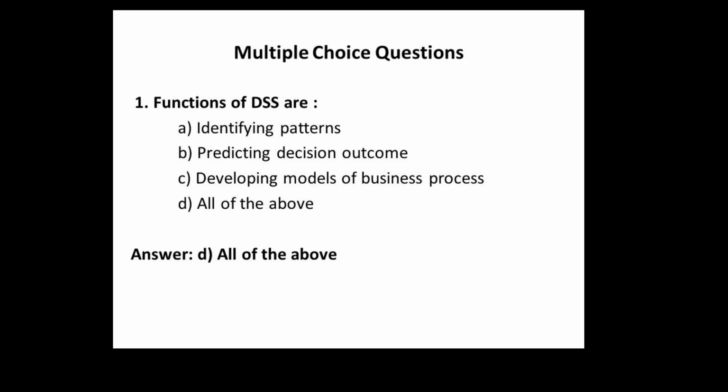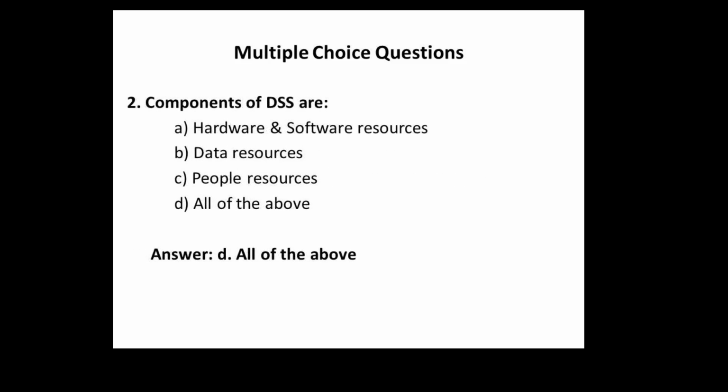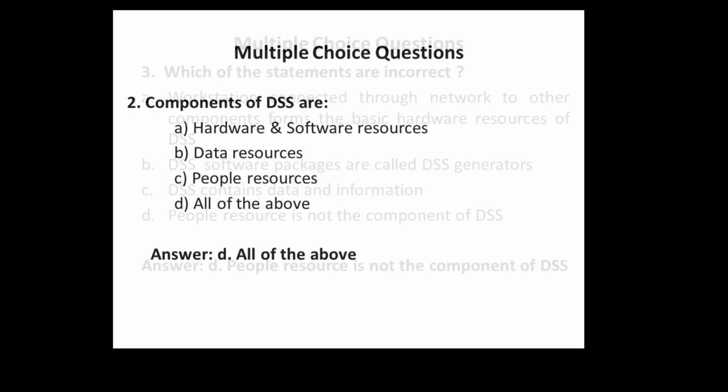Next one, we have multiple choice questions. Here, functions of DSS are identifying the pattern, predicting the decision outcome, developing model of business process. So all these three are correct. So D is the answer, all of the above. Components of DSS are hardware, software resources, data resources and people resources, all of the above. So all the above three are correct. D is the answer, all of the above.